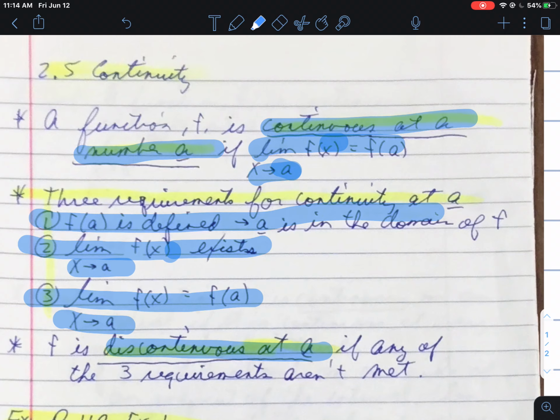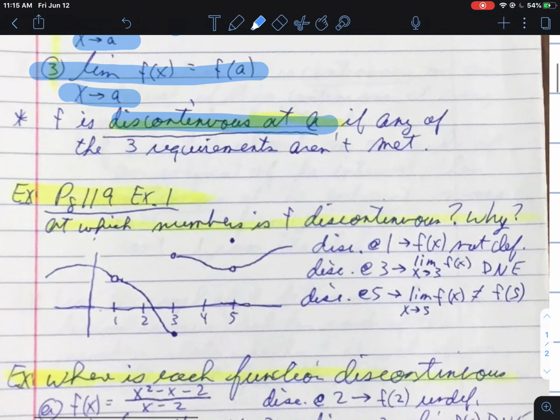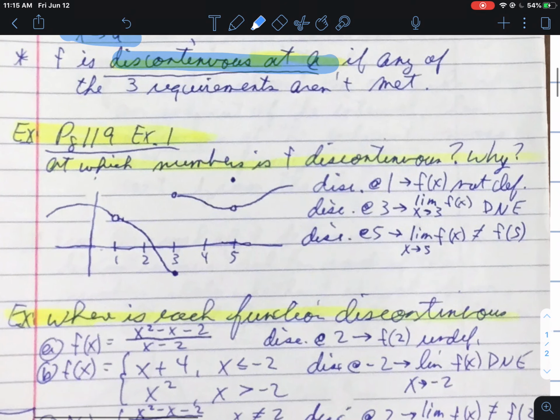So anytime you're having a discussion about continuity, is this function continuous at a number? Is this function continuous over an interval? You're always going to fall back upon these three requirements. It's a checklist. First of all, is the function defined at the value? Second, does the limit as x approaches that value exist? And third, are those the same? If those three can be checked off as true, then you have continuity at that point. Otherwise, you have discontinuity.